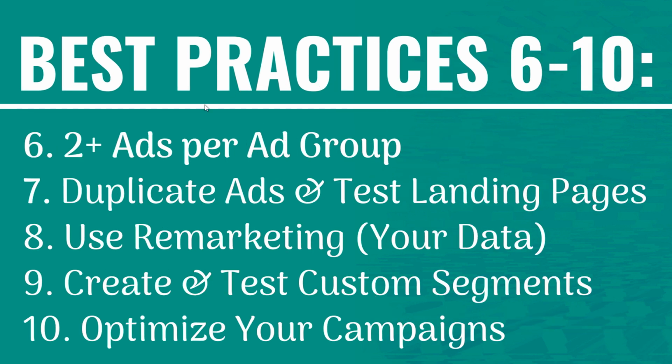Now, the last five here: two or more ads per ad group, so you're always testing advertisements. Duplicate those two advertisements and update the landing pages, your final URL, to test the landing pages and see if a specific landing page can give you any lift in terms of your cost per conversion or your return on ad spend. Use your remarketing data segments, so incorporating people who are visiting your website, watching your YouTube videos, downloading your mobile app, or giving you their information who are on your customer list. Create and test custom segments. Within your audience manager, where you have all of your data segments, you can also create custom segments and target them within your campaigns as well.